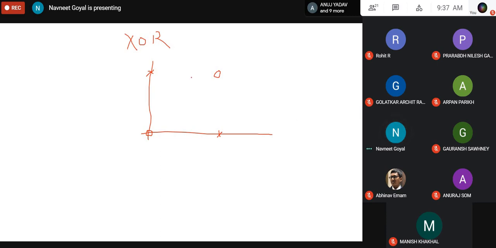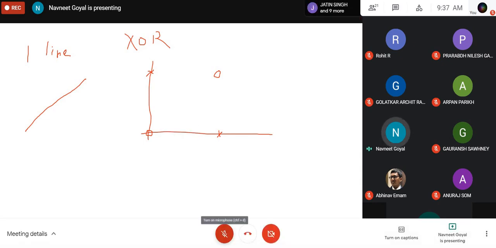right? Okay, so if I now talk about a line, if I draw one line, any orientation, is it able to solve the problem? Would one line be able to separate the two kinds of points? The answer is no, right? Because this is not linearly separable data.